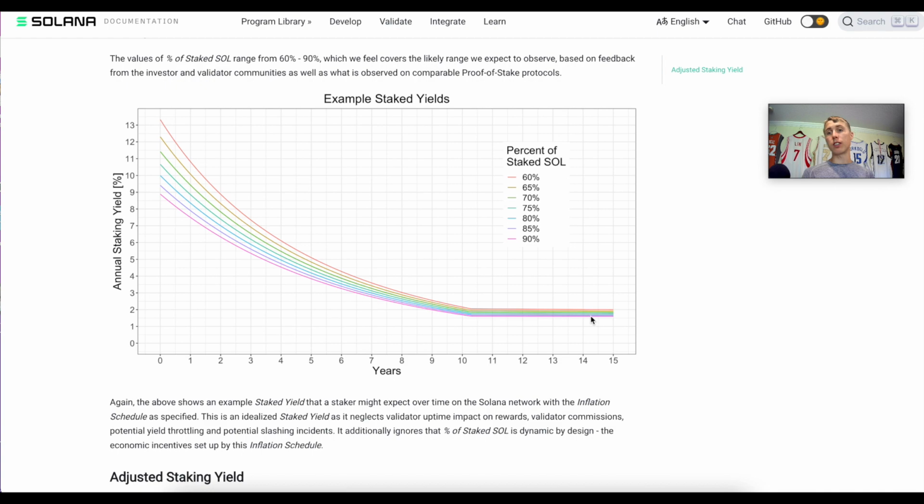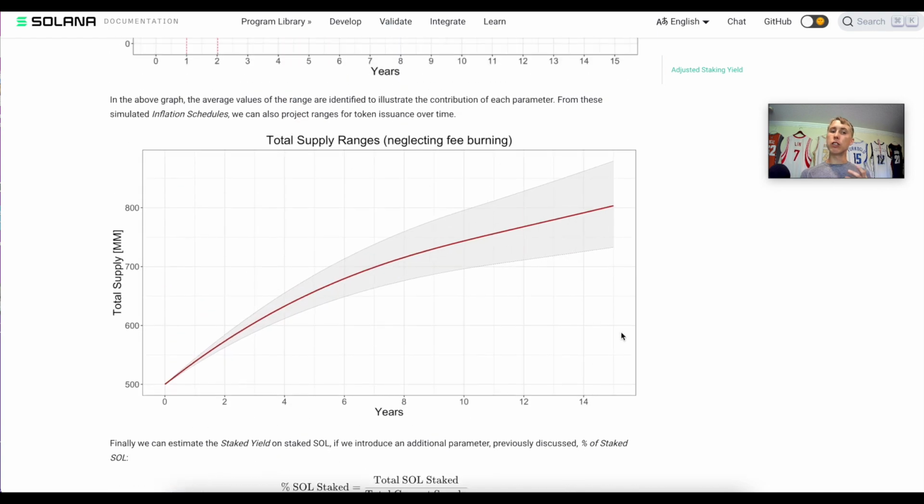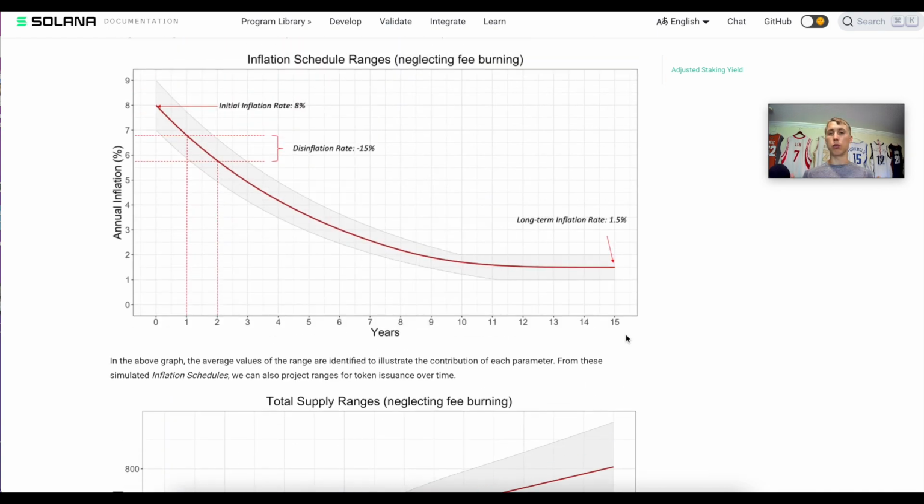Now, Solana does burn transaction fees. So each of the transaction fees actually go to burn the SOL token. But bear in mind, the transaction fees are fractions of a fraction of a penny. So they're very economical and very cheap.